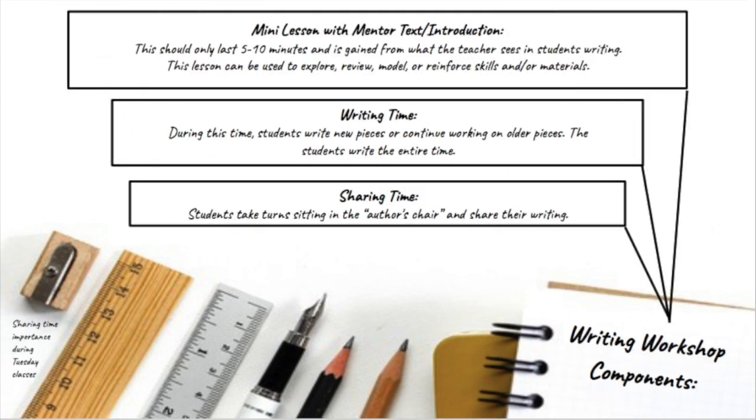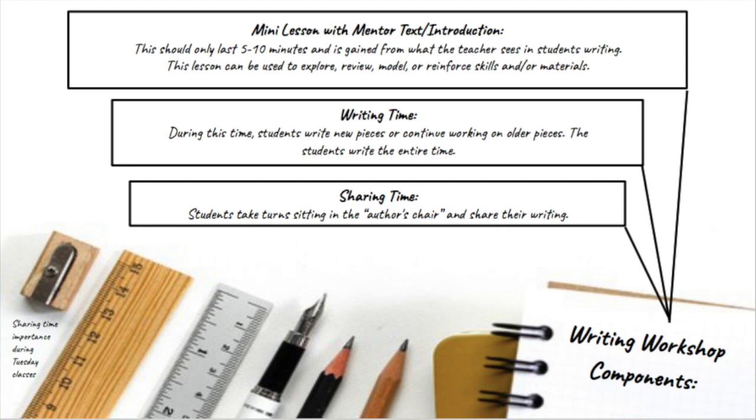The writer's workshop is also divided into 3 key components, that being the mini lesson with the introduction, the writing time, and the sharing time. The mini lesson with the introduction should only last about 5 to 10 minutes, and it's covering material that's gained from what the teacher sees in the student's writing. It could be used to explore, review, model, or reinforce skills and or materials that are new or unfamiliar or a common struggle among all the students.